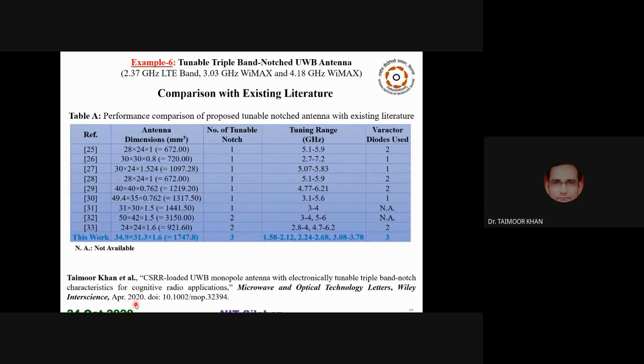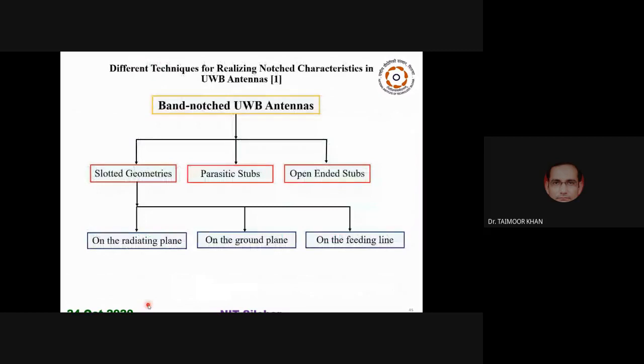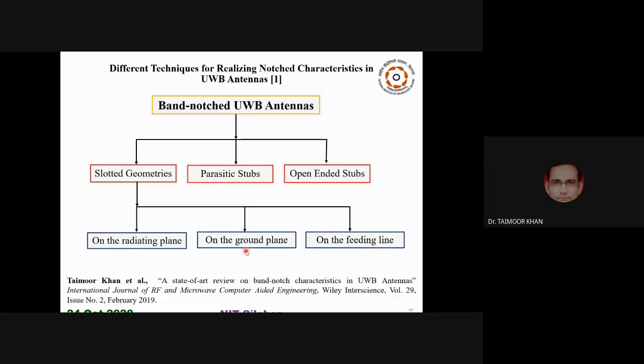And this is now available online since April 2020. It was accepted, and now it is online. Interested participants can go through it. It is a beautiful summary, a review of band notch characteristics in ultra-wideband antennas. This is a summary of all techniques available to date. You can visualize in this review article the different techniques people have used or proposed for creating band notch characteristics in ultra-wideband antennas.